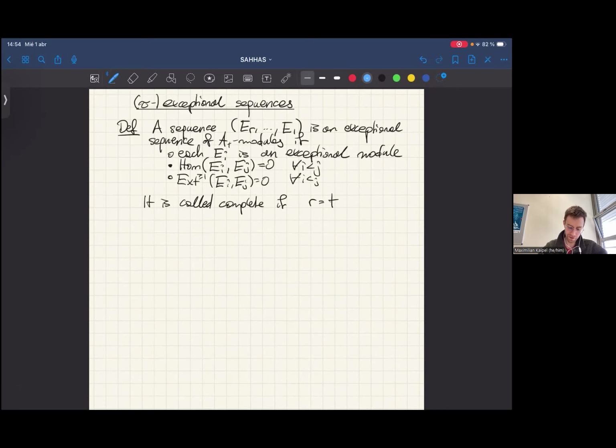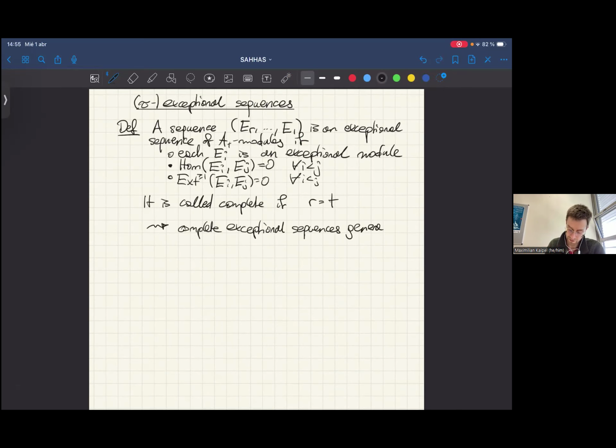Now, the power of these exceptional sequences is somehow most apparent when you have complete exceptional sequences. So there are some kinds of consequences if you have these actually complete exceptional sequences, and this tells you kind of their derived nature perhaps.